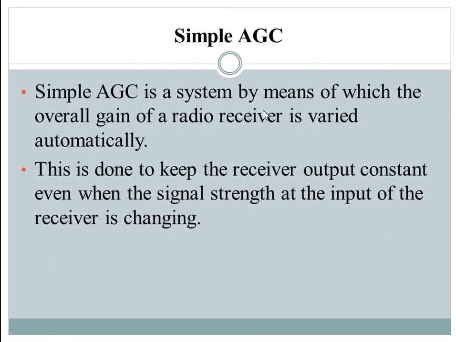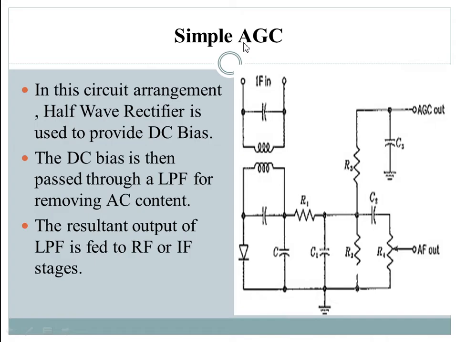First one is simple AGC. Simple AGC is a system by means of which the overall gain of a radio receiver is varied automatically. This is done to keep the receiver output constant even when the signal strength at the input of the receiver is changing. Whenever the signal strength is changing, the AGC will keep it constant.